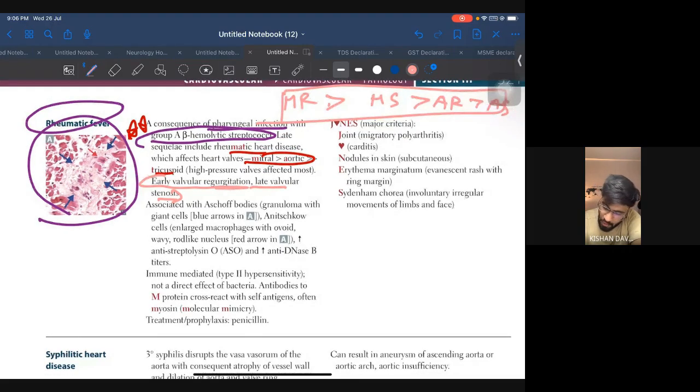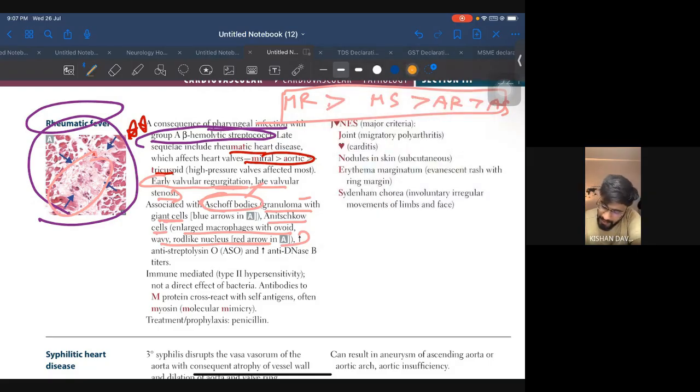Associated with Aschoff bodies. What are Aschoff bodies? Granuloma with giant cells, and Anitschkow cells, that is, enlarged macrophages with ovoid nucleus with a vivid rod-like appearance. Okay. So now see, you have to identify Aschoff and Anitschkow. But the problem is, you know what the problem is? Instead of the name, they will give you this description. They will give the description, and you will have to identify what the question is talking about. So you have to remember it.